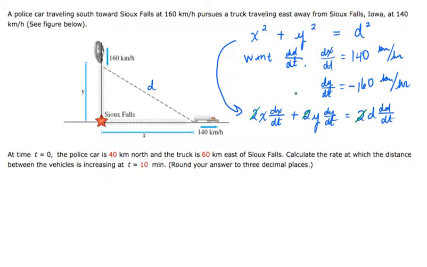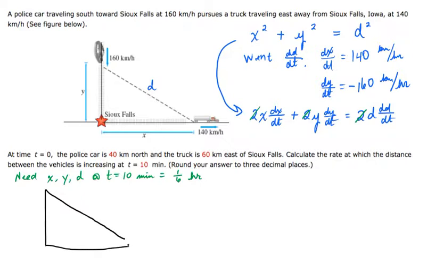However, we also need x, y, and d at the moment when t is 10 minutes. So let's do that down here. We're going to need x, y, and d, all three of those values at t equals 10 minutes. And since the speeds up here are in hours, let's go ahead and use hours. Let's use 1/6 of an hour instead here. Okay, let's redraw the diagram down here. Take a snapshot of this situation at t equals 10 minutes or 1/6 of an hour.